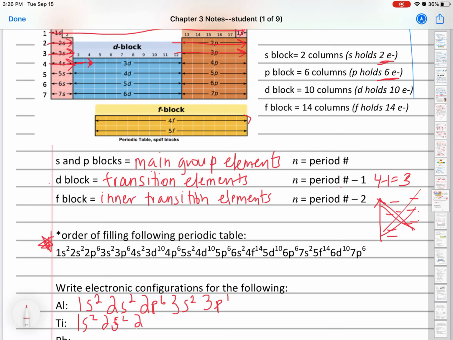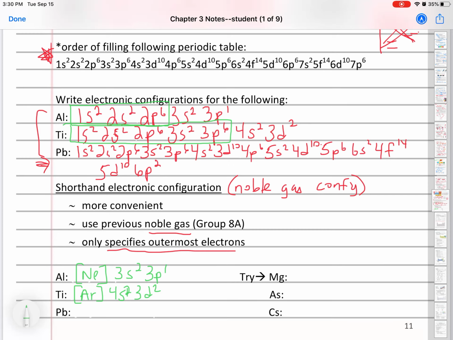Titanium. The noble gas before titanium is argon, and the electron configuration for argon ends in 3p6 because it's at the end of the third row of the periodic table. So we just abbreviate all of that as argon, and then we write 4s2, 3d2. That really helps simplify it.